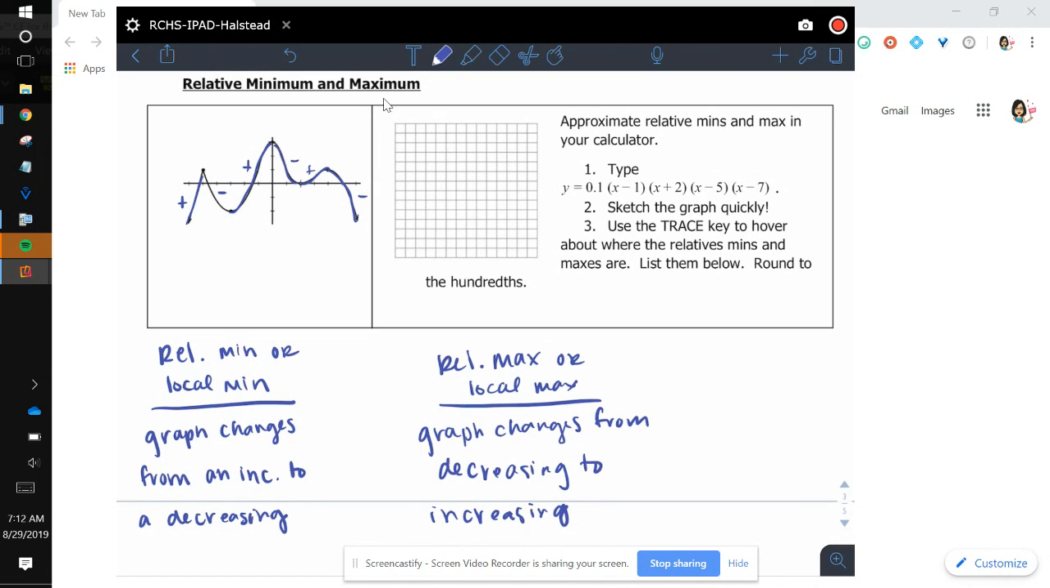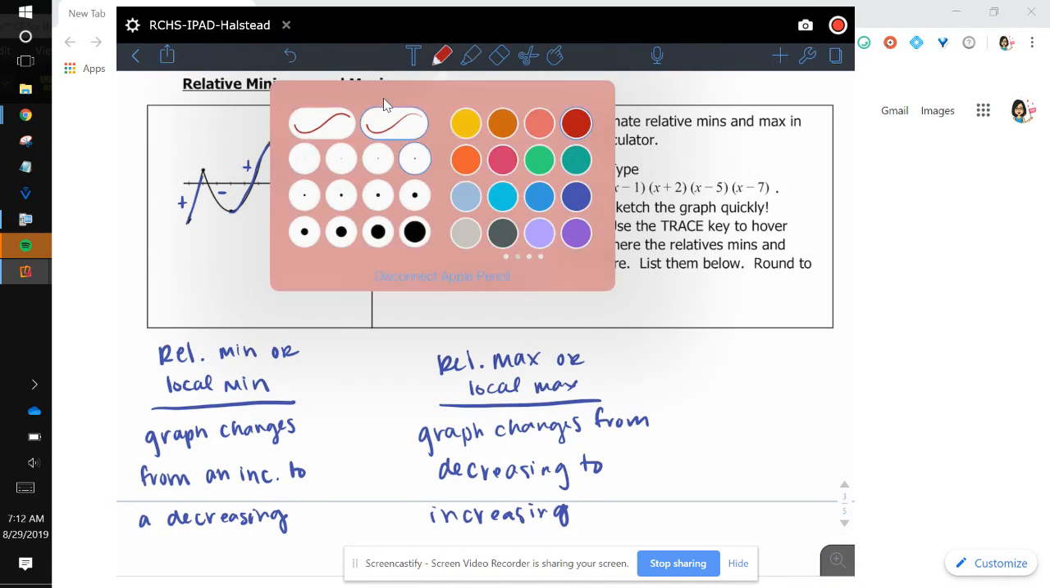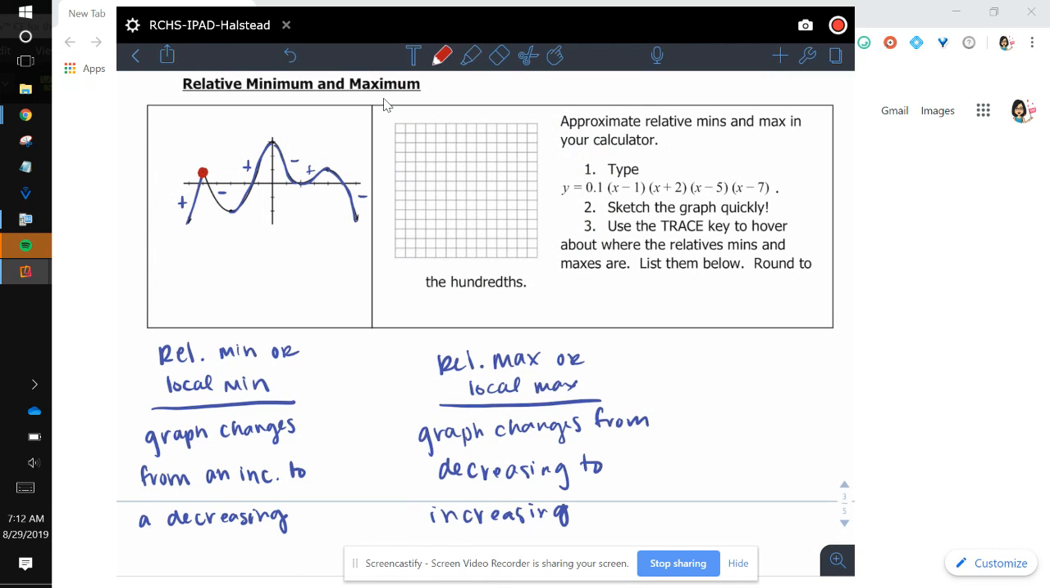Okay. So this point at the top right there changes from increasing to decreasing. So this is a relative max. Again, we're changing from increasing to decreasing, so relative max. Right here, relative max. I think you looked at these last year.